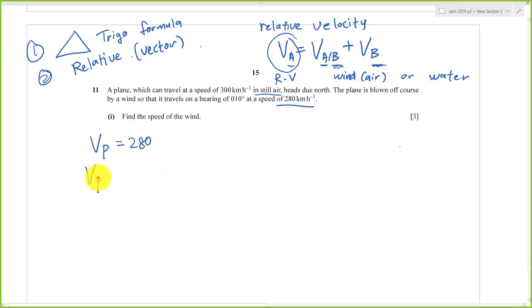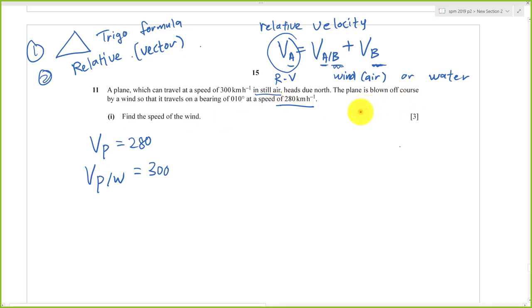And then what is the velocity of the plane relative to the wind? You will see this super important keyword: in still air. This means 300 km per hour. This is the plane relative to the wind, because this 300 is basically the speed between the plane and the air. So they are relative, basically just relative, okay?